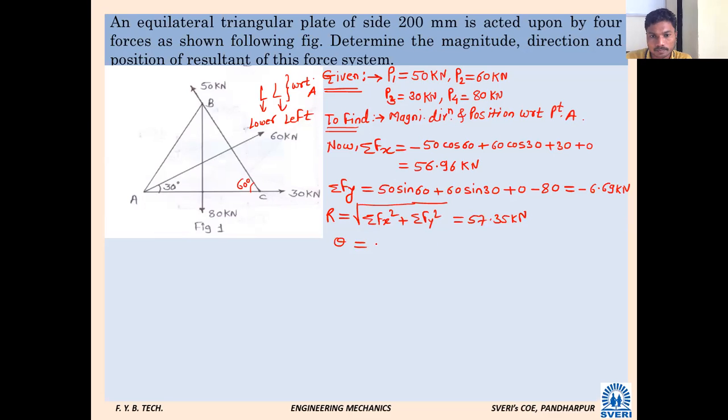Minus 6.73. Inverse of summation fy divided by summation fx equal to minus 6.73.